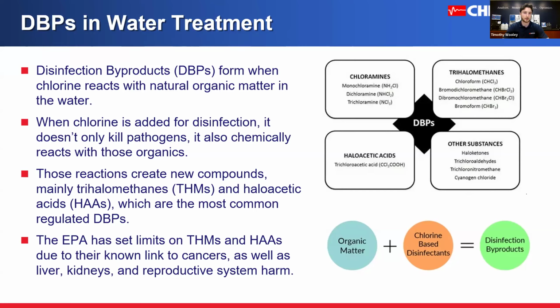They react with the chlorine in the water, and this can contribute to things like trihalomethanes and haloacetic acids, which we call THMs and HAAs. Those are the most commonly encountered DBPs. And the EPA has set limits on these commonly encountered DBPs due to their link to cancers, liver and kidney damage, as well as reproductive harm.